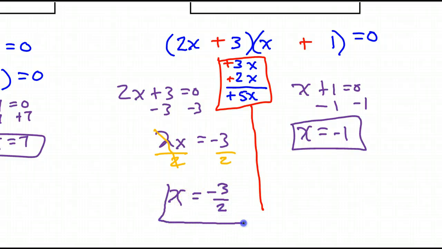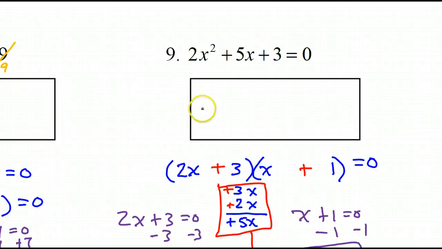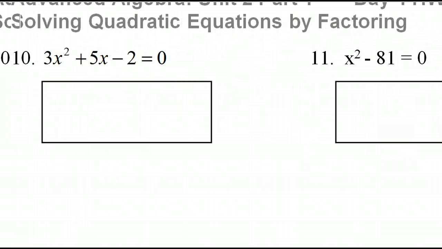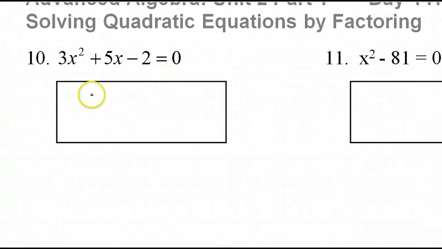And that is the other. Okay, so that's number 9. Let's see what other trouble we can get into. Okay, number 10. No GCF. We already have 0 on one side. So let's go ahead and factor this.